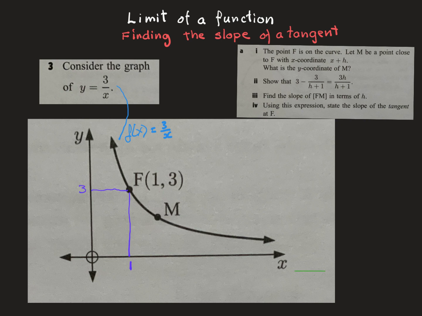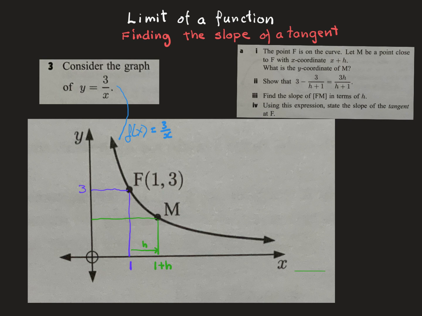Now we have another point M, and we want to find out what is the y-coordinate of M. So let's look at this M and draw our line over here. Now we're told that this x-coordinate is a distance of h away, so it's actually called 1 plus h from 1. What are we going to make of the y-coordinate in that case if x is equal to 1 plus h? Well, we know that our function is 3 over x.